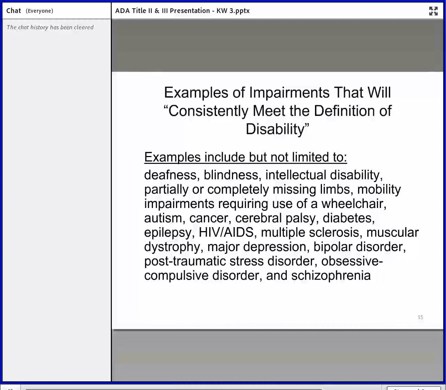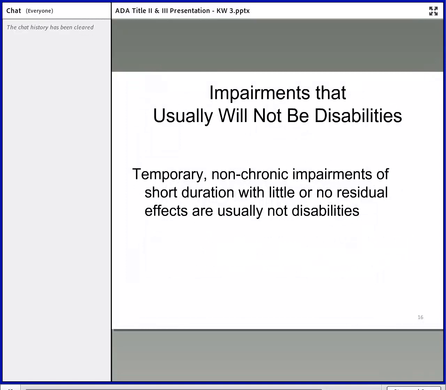So I just put up here, and in your slides, a list of different types of disabilities that consistently meet the definition. Next slide. And then impairments that would not include temporary, non-chronic impairments, of short duration with little or no residual effects.